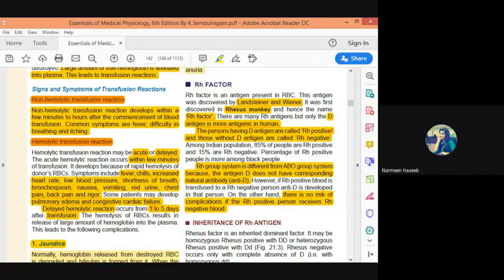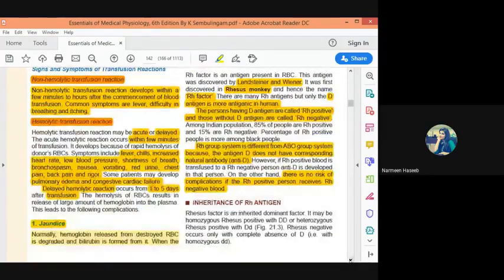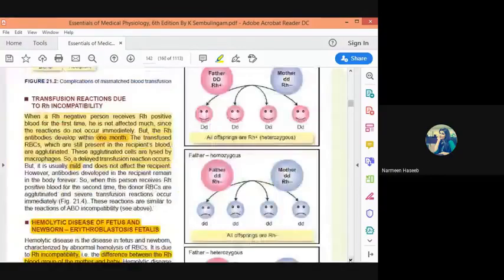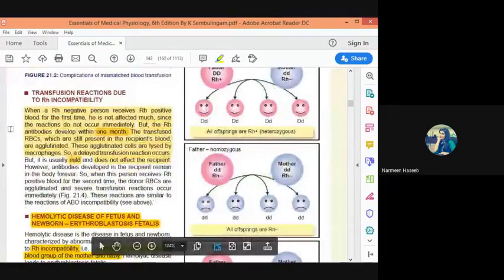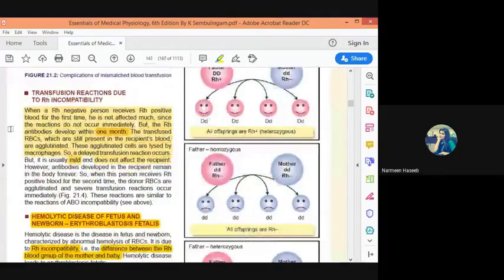But in this type of blood group, we have no risk of complications if an Rh positive person receives the blood of an Rh negative person. If transfusion reactions occur between an Rh positive person and an Rh negative person, what happens? When an Rh negative person receives Rh positive blood for the first time, he is not affected much. Reactions do not occur immediately, but the Rh antibodies develop within a month. So the antibodies are developed within a month.